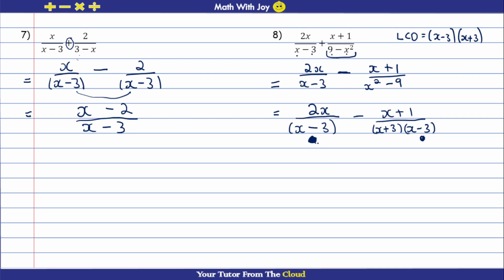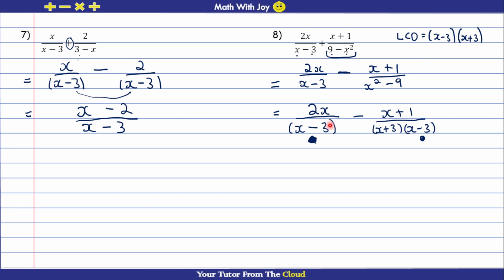Or you could have also said, we see a bracket x minus 3, then you write that down. We see a bracket x plus 3, you write that down. We see a bracket x minus 3, but it's already there, so you don't have to write it down again. All right, now we continue and we say, well, this term needs the bracket x plus 3, the denominator here.